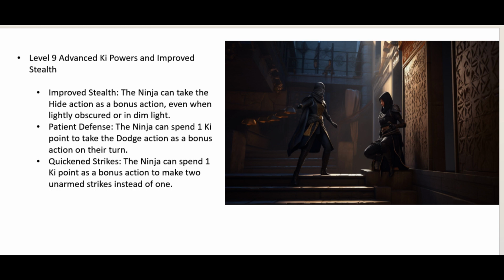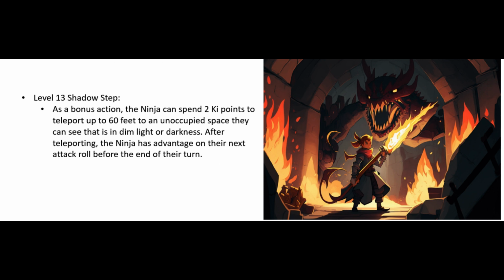Improved Stealth. The ninja can take the hide action as a bonus action even when lightly obscured or in dim light. Patient Defense. The ninja can spend 1 ki point to take the dodge action as a bonus action on their turn. Quicken Strikes. The ninja can spend 1 ki point as a bonus action to make 2 unarmed strikes instead of 1. Level 13 Shadow Step. As a bonus action, the ninja can spend 2 ki points to teleport up to 60 feet to an unoccupied space they can see that is in dim light or darkness. After teleporting, the ninja has advantage on their next attack roll before the end of their turn.